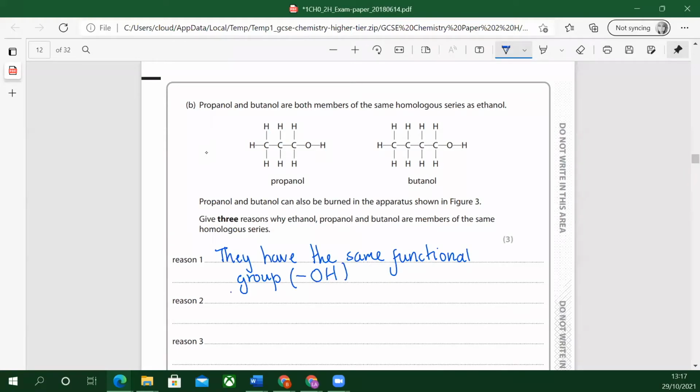Okay, they have the same general formula. This is probably the one that you remember the best. Same general formula.